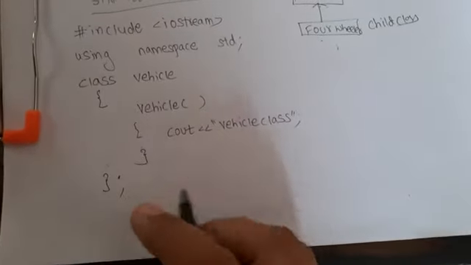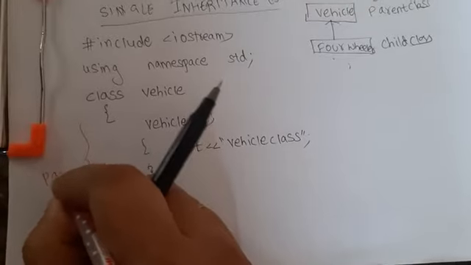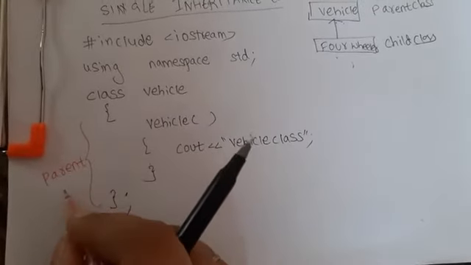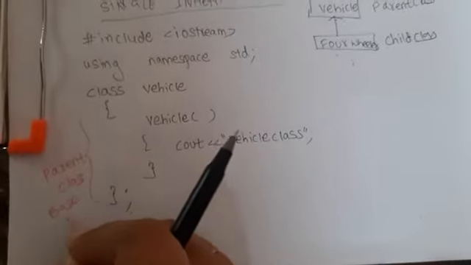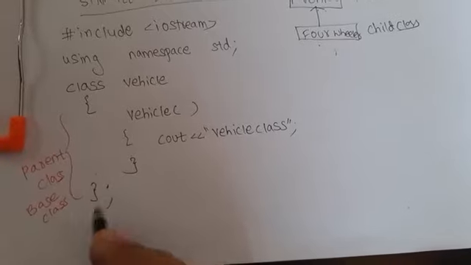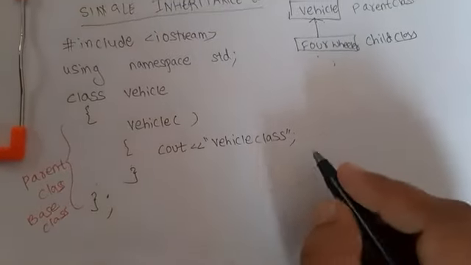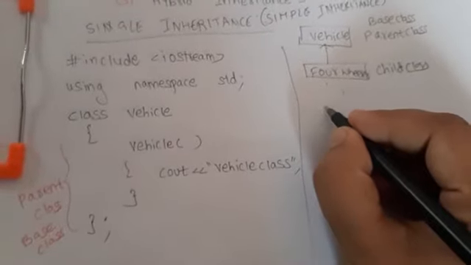Now this is a parent class, or we can say a base class. Now the class is closed. Now we'll write a child class. How to write one more class?